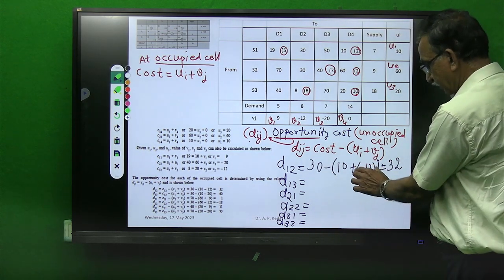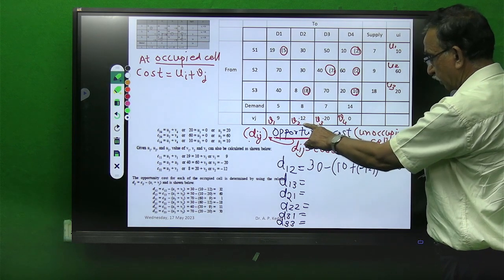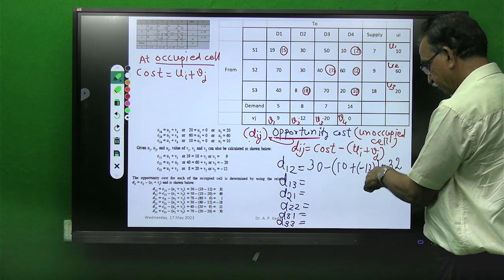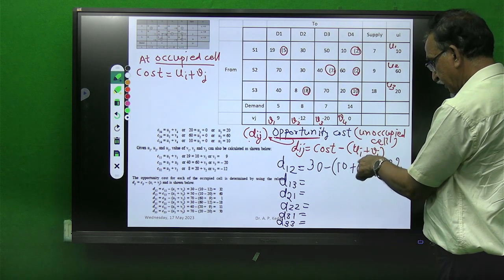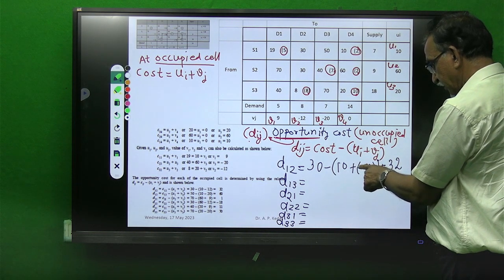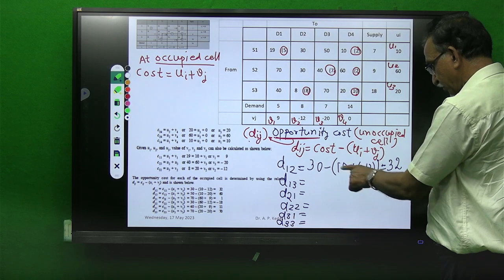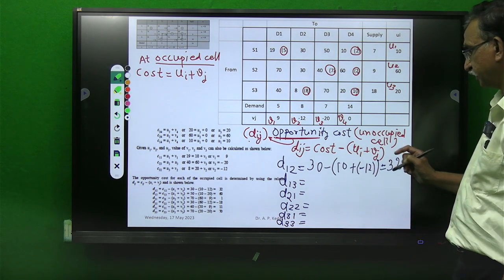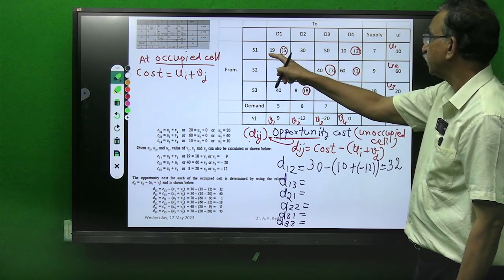So this is in detail I have written. I have to take minus sign. So I have taken minus 12 as it is. Then there is plus sign in formula. Plus minus is minus. 10 minus 12 is minus 2, minus minus plus, 30 plus 2 becomes 32. That is the case. Now D13.